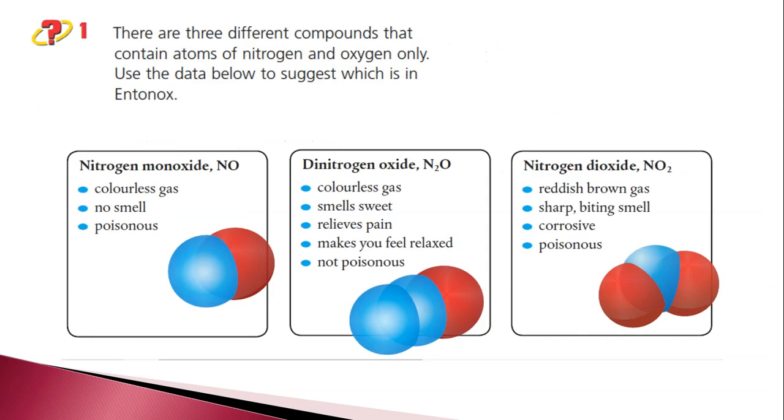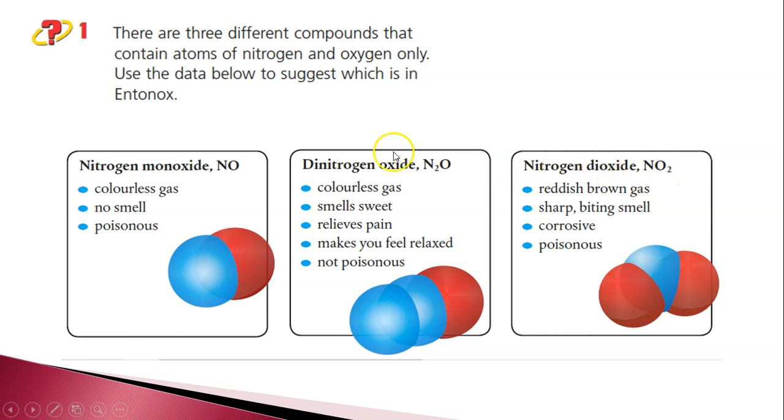See, these are the three different compounds that contain atoms of nitrogen and oxygen only. Here we can see nitrogen monoxide. Mono means one. Here we have one nitrogen and one oxygen, so it is called nitrogen monoxide. Here there are two nitrogen, so it is called dinitrogen. Mono means one, di means two, tri means three. So here two nitrogen, so it is dinitrogen oxide, N2O. And nitrogen dioxide, because it has one nitrogen and two oxygen.